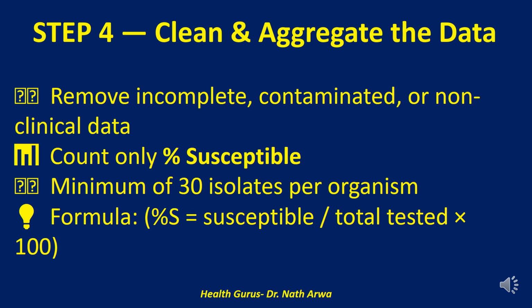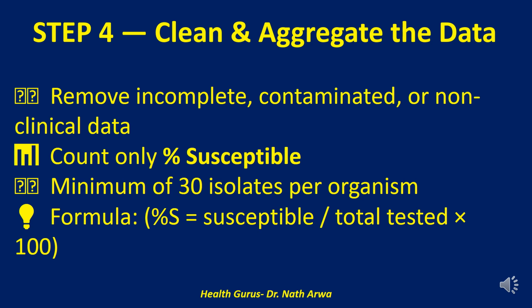When you're summarizing antibiotic performance, focus only on percent susceptible. We don't include intermediate or resistant percentages here. Why? Because susceptibility is what guides initial therapy choices fast. This gives clinicians a crystal clear snapshot of how likely an antibiotic is to work against a particular organism.